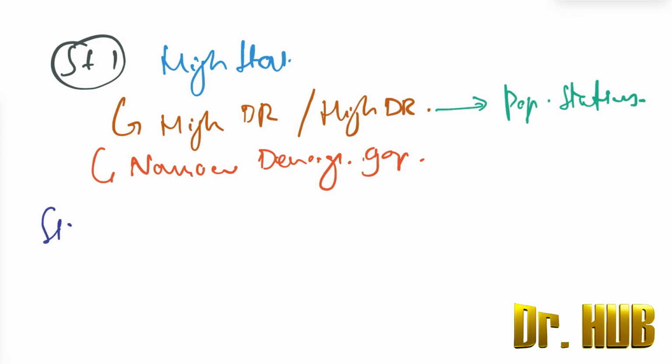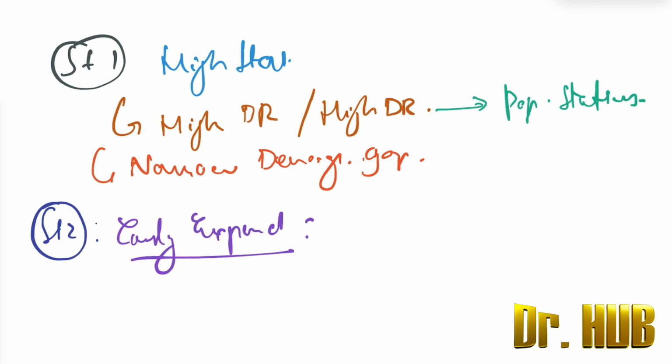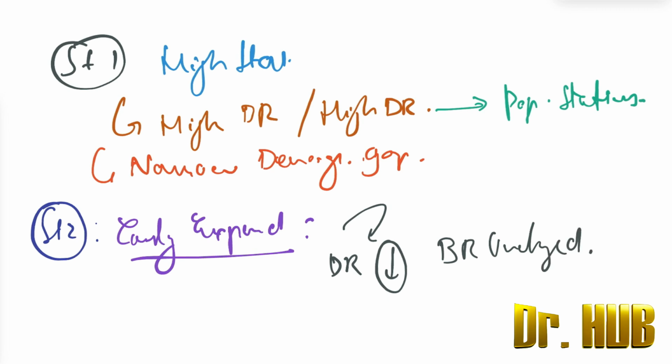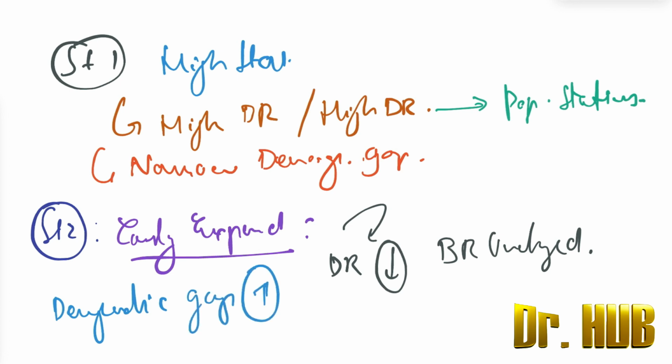Then comes stage 2. Stage 2 means it is early expanding. Here the death rate declines and the birth rate remains unchanged. The demographic gap starts increasing, so the gap is widening and it becomes maximum here.